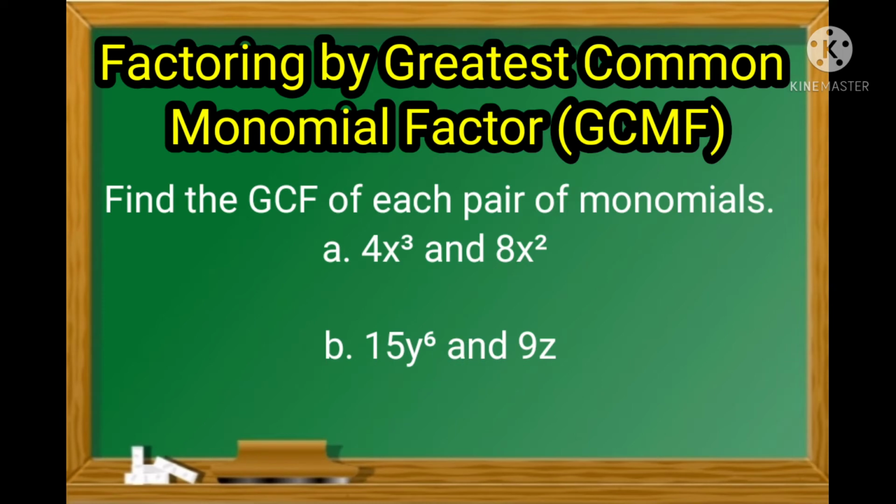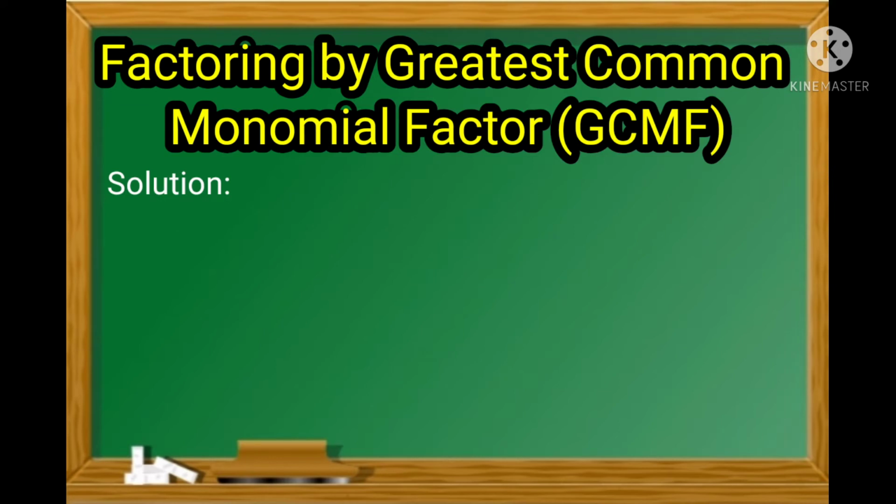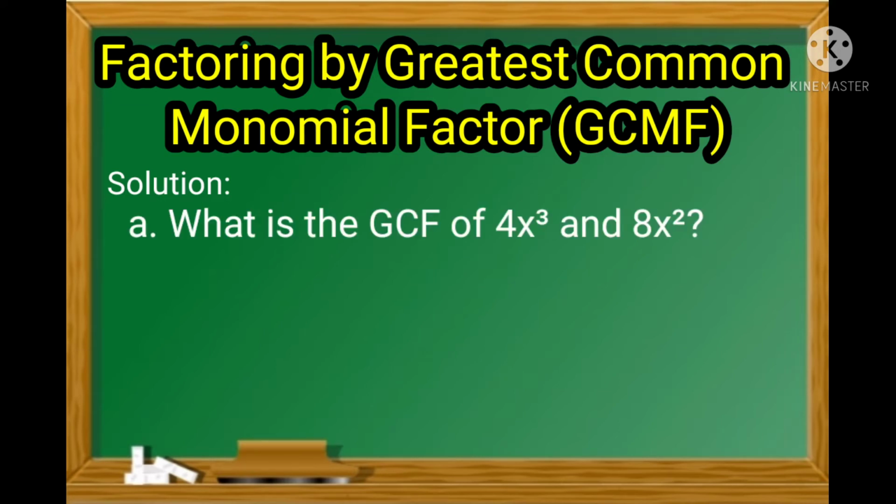Find the GCF of each pair of monomials. A, 4x cubed and 8x squared. Letter B, 15y to the 6th power and 9z. Here is the solution. For letter A, what is the GCF of 4x cubed and 8x squared?